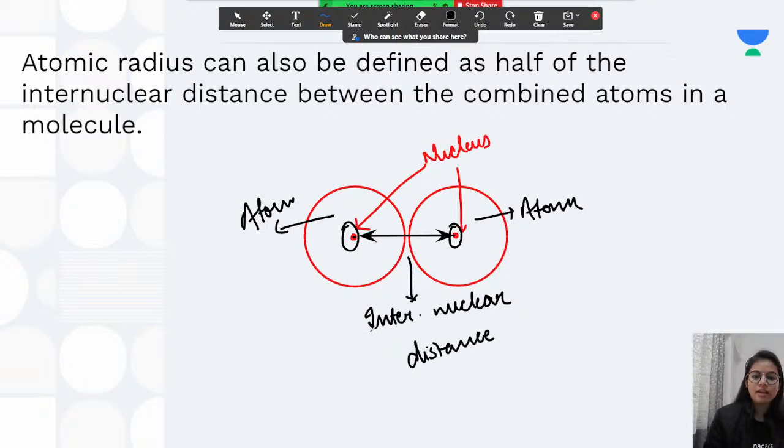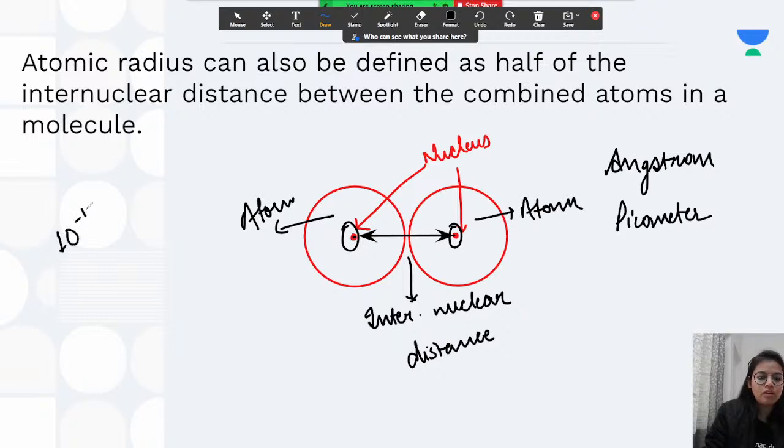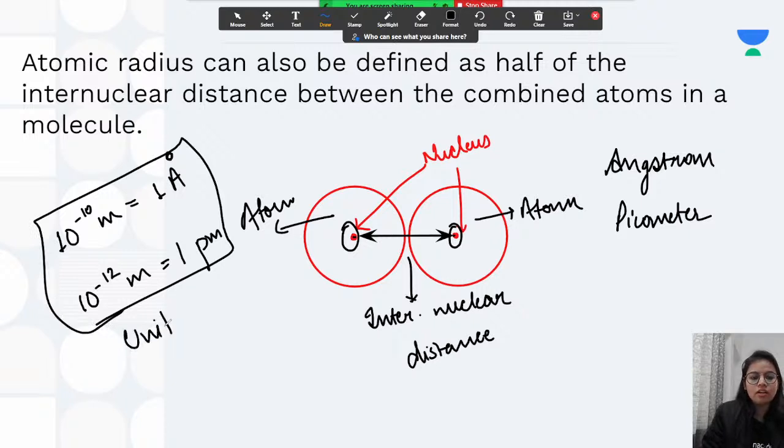And the units that we use for presenting the atomic radius: first of all, the majority we use angstrom, and next we use picometer. Angstrom is equal to 10 raised to the power minus 10 meter, and it is symbolized as A with a small circle over it. Picometer is 10 to the power minus 12 meter, equal to 1 picometer. So these are the common units that we use for representing the atomic radius.